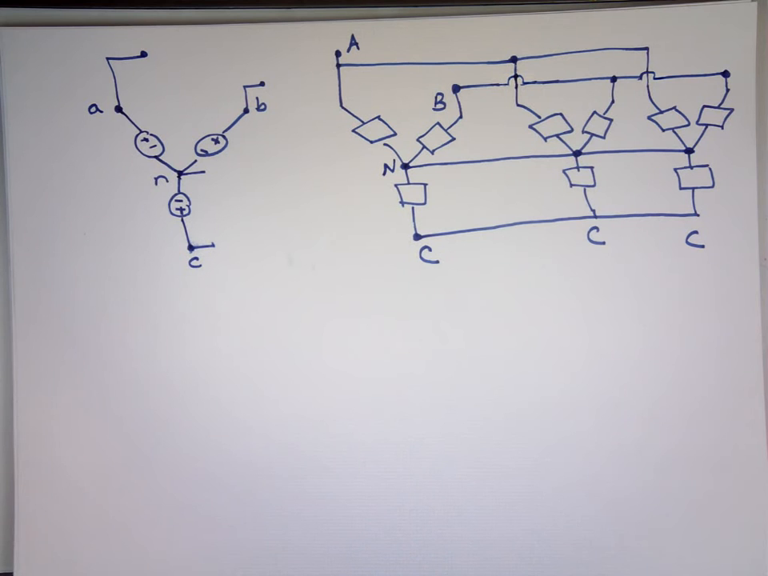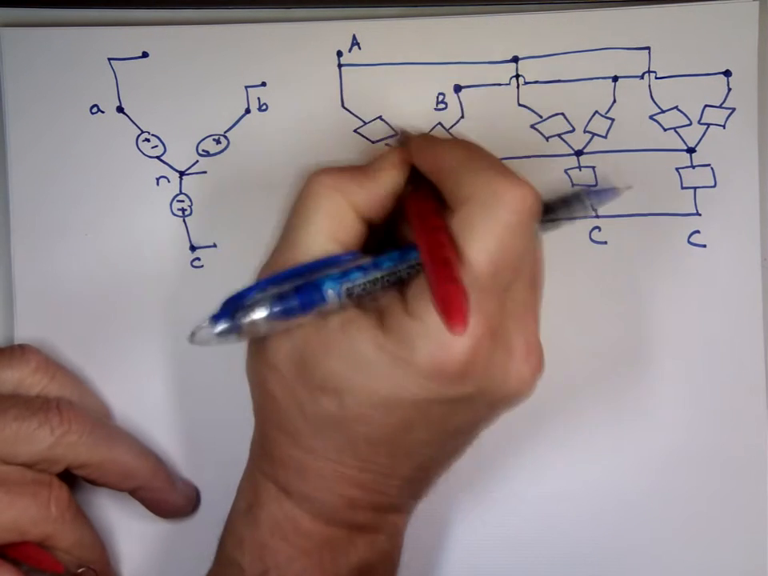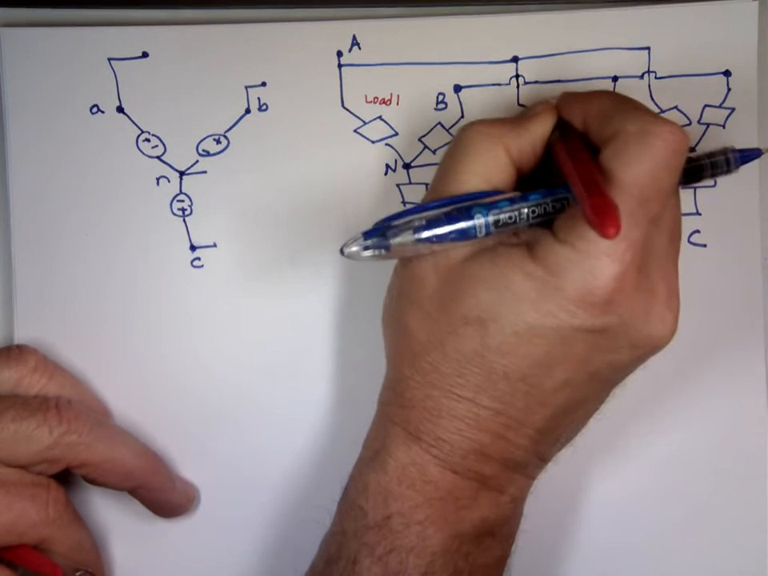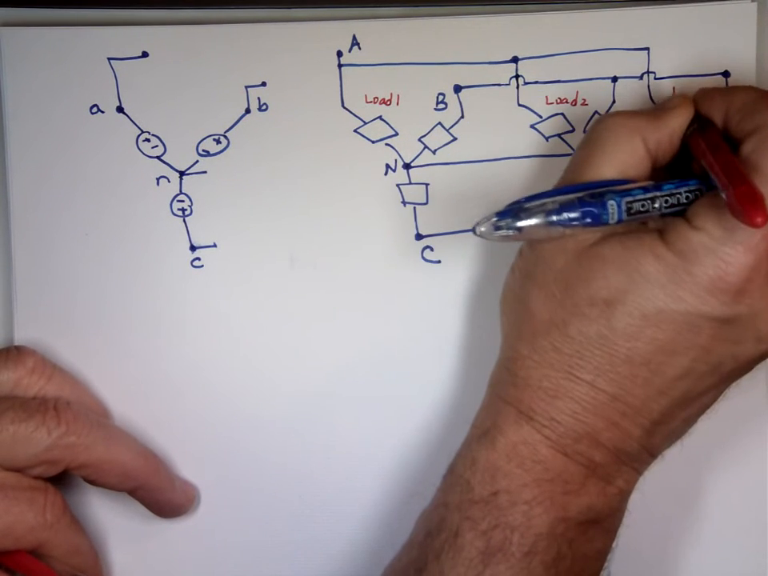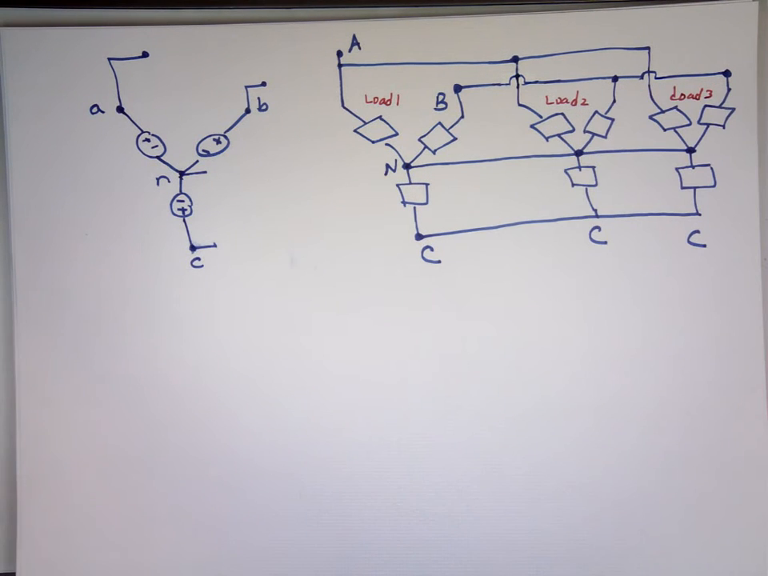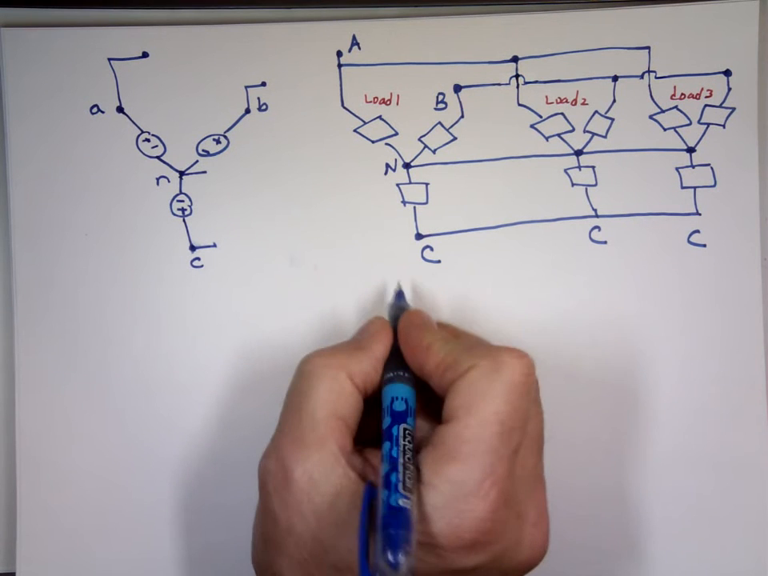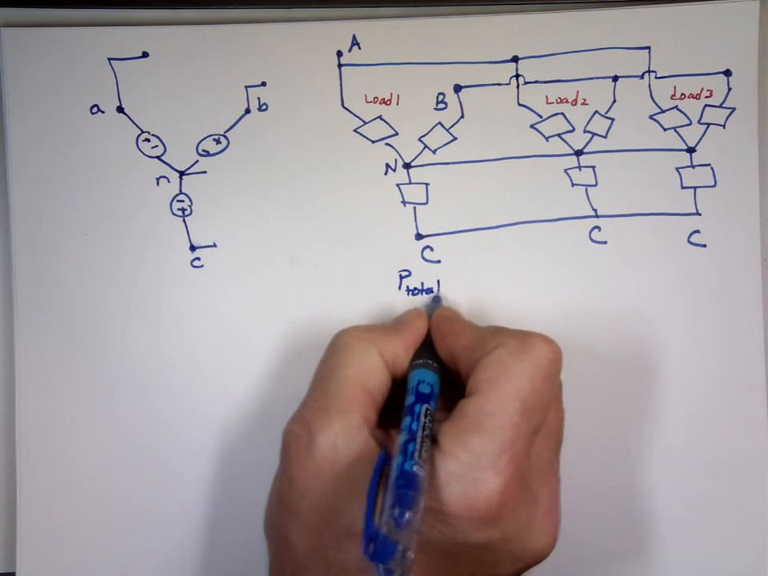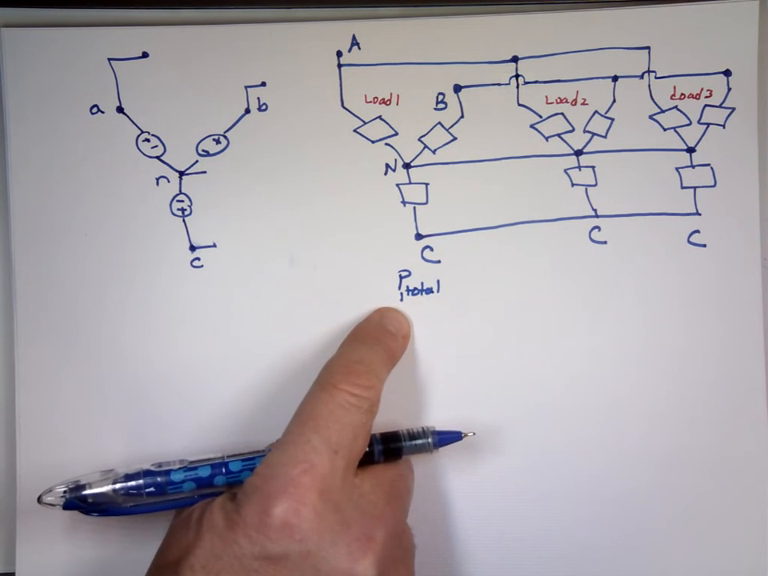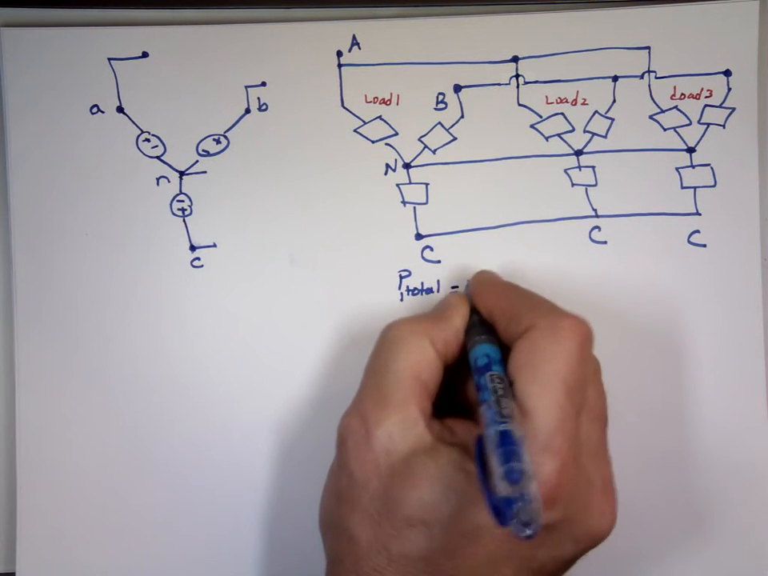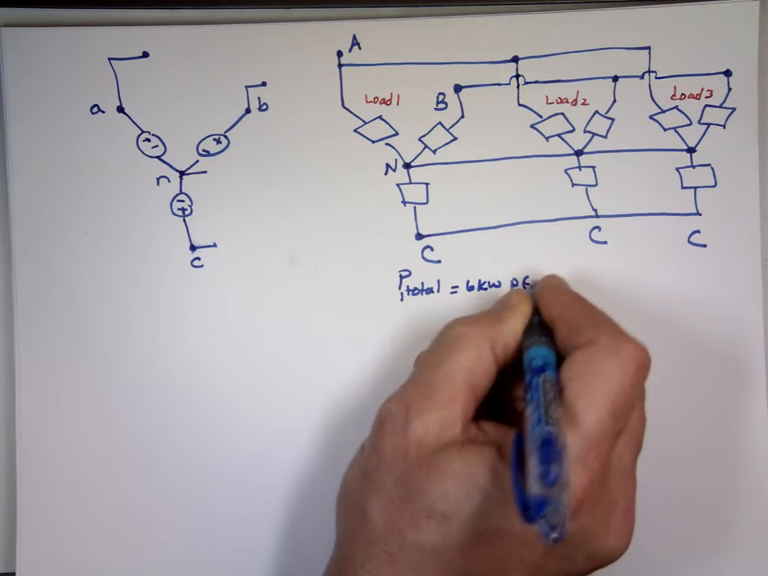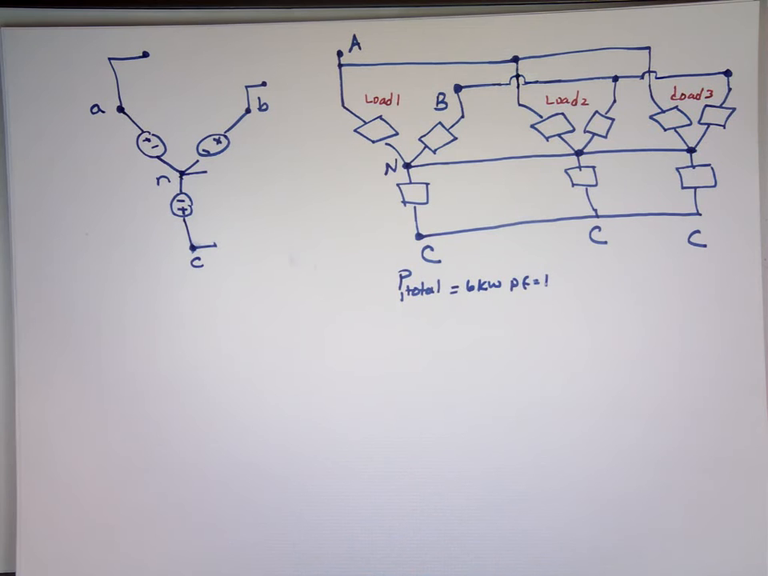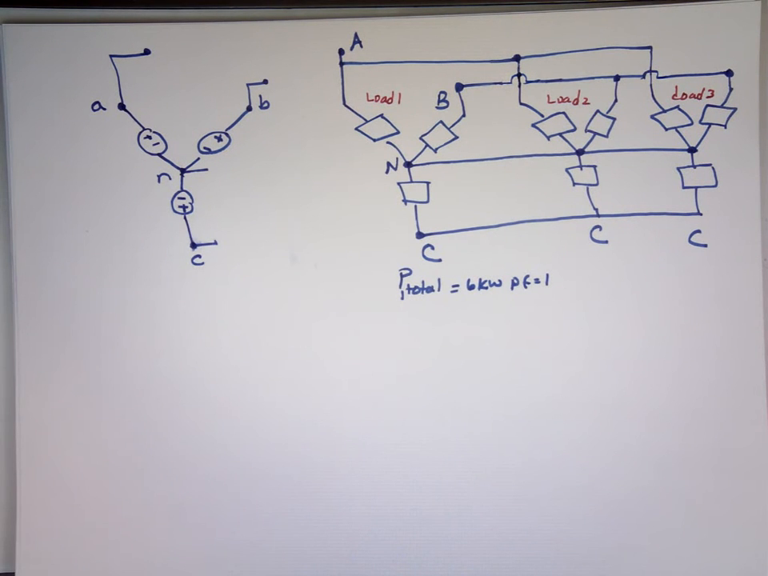This is load one, load two, and load three. What do we know about load one? Load one, there's a total power for load one, 6 kilowatts. Power factor equals one. I mean, we only have resistors here. No capacitors, no inductors. Power factor one.